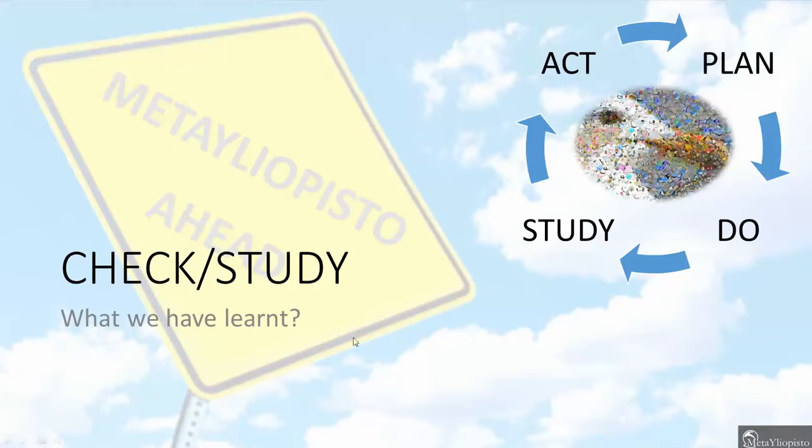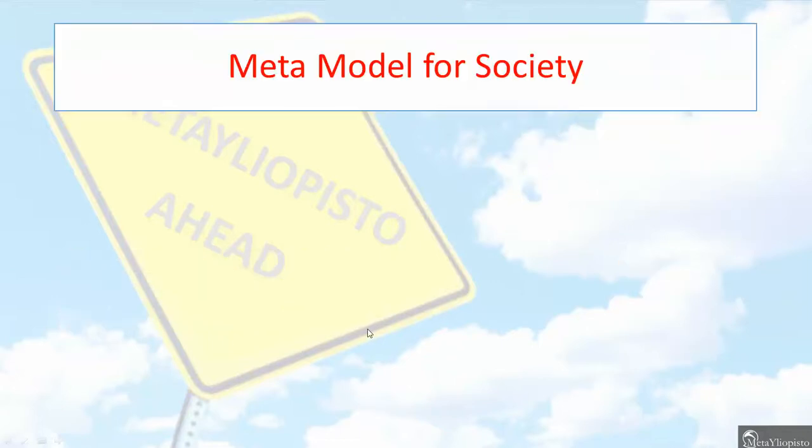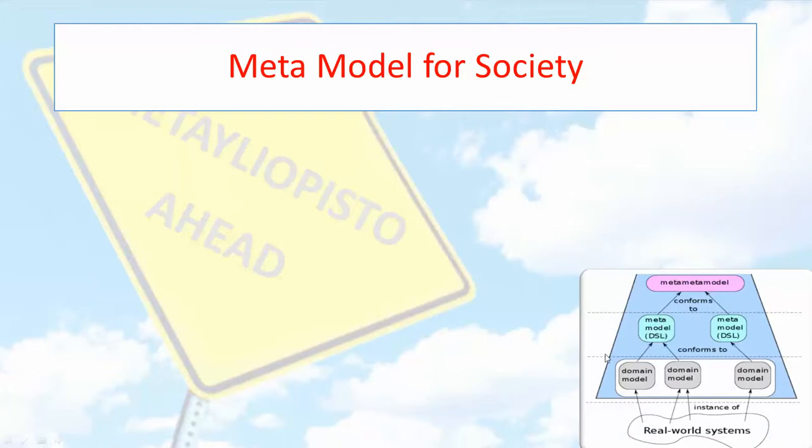Now we have gone through the 10 systems, and so something is to be studied. What have we learned? We have created a meta model for society. It's a typical kind of model. The highest level is general, universal. It's common to all subtypes and subtypes of subtypes, which describe the real world.